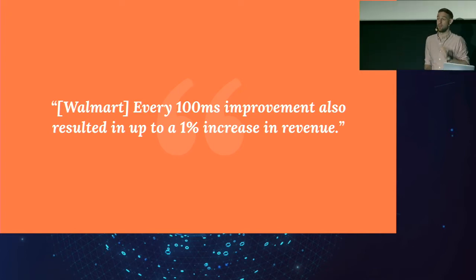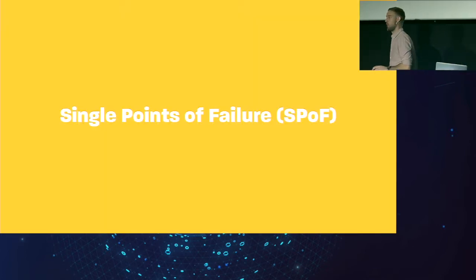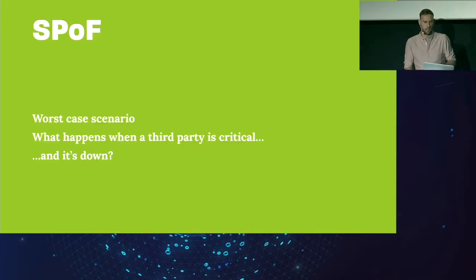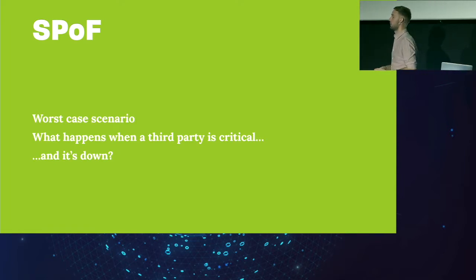Now, delays are one thing, but it can get worse. What happens if there is a single point of failure? What if you've got a critical third party that goes missing? What if your web font provider has an outage? What if you've got a critical third party that goes offline? This is the worst case scenario, and it's very important to consider. What happens if you've got a critical third party and it's down?